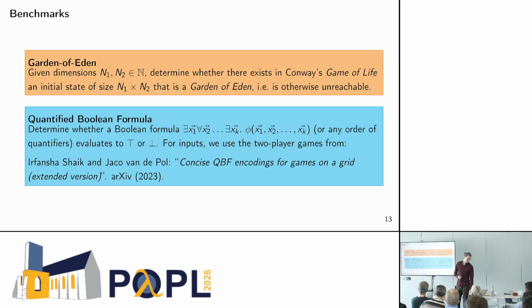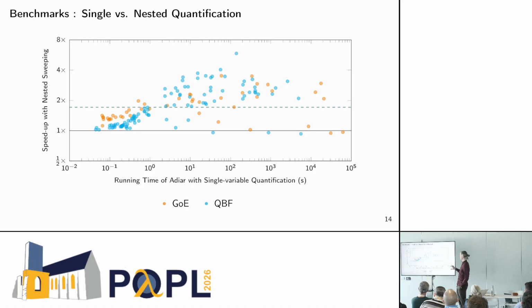So in orange, Garden of Eden, in blue, quantified Boolean formulae. First of all, how well do we actually improve performance of our implementation? If you ignore these few dots here that are a 5% performance decrease, in general, the bigger things get, the more we get out of this. On average, we got a performance increase of a factor of 1.7.